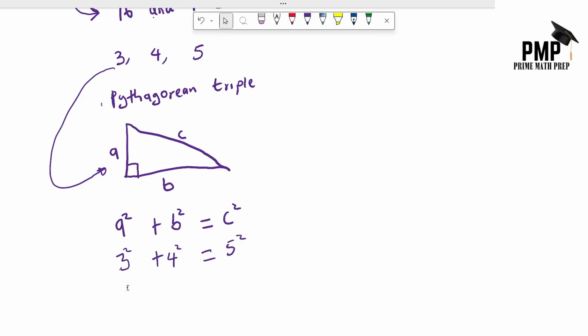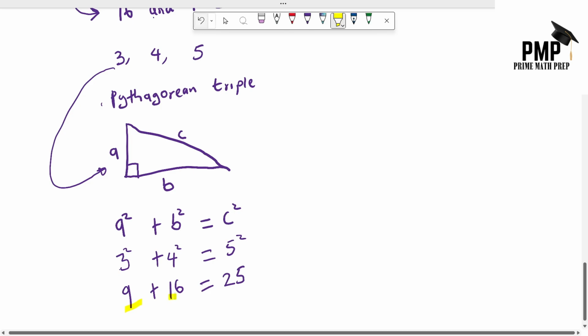3 squared is 9, plus 4 squared is 16. You see, 5 squared is 25. So 9 plus 16 is 25.